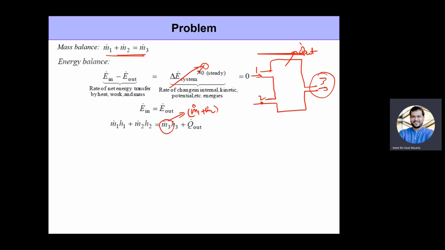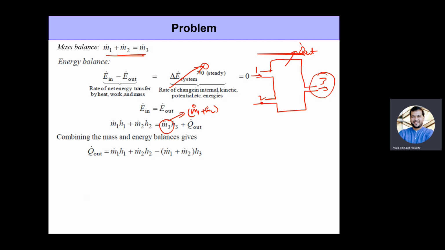Okay, so we make use of the mass balance equation here. When we rewrite this equation, it becomes Q dot out is equal to m dot 1 h1 plus m dot 2 h2 minus (m dot 1 plus m dot 2) times h3. Now the good thing is we have the pressures and temperatures for all three states, so it's very straightforward to determine the entropies, the enthalpies, or any property that you need for all these three states.